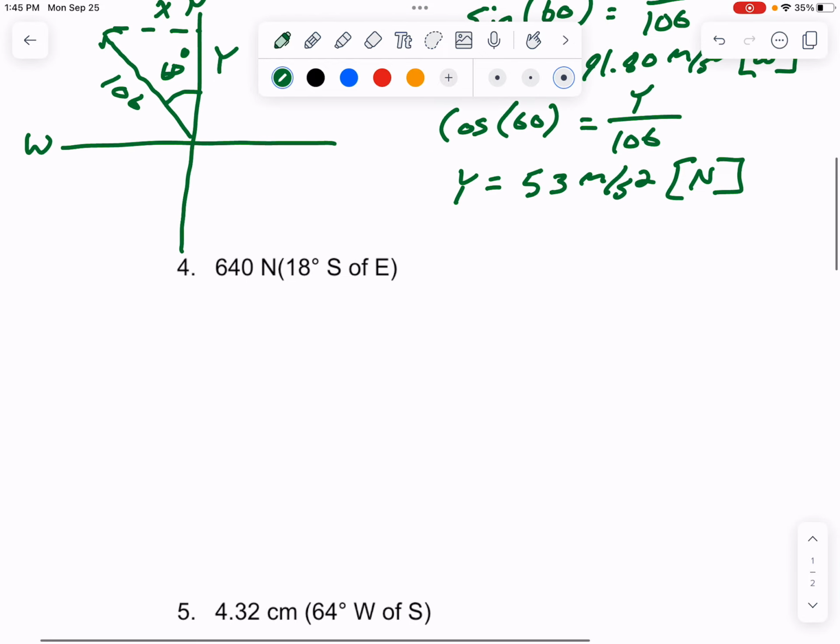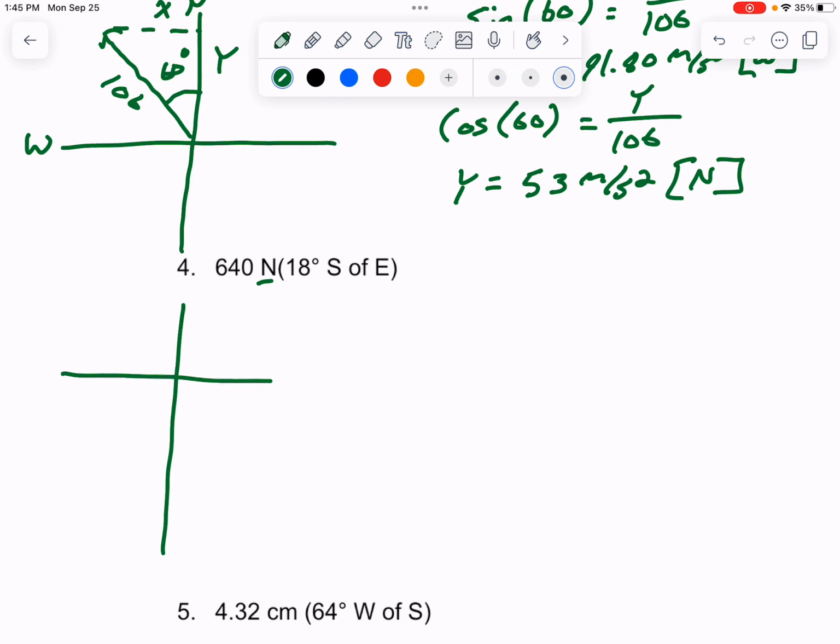Number 4, just be careful with this, 640 N, that just means newtons, that doesn't mean north. So we're going to be in our southeast quadrant. Go south here, east here. So I'm going to draw down the middle. East is going to be my last letter, so it's going to be touching my east line. So it's going to be 18 degrees. My hypotenuse is 640. So that means my triangle is going to look like this. So now my opposite is going to be my y, and my adjacent is going to be my x.